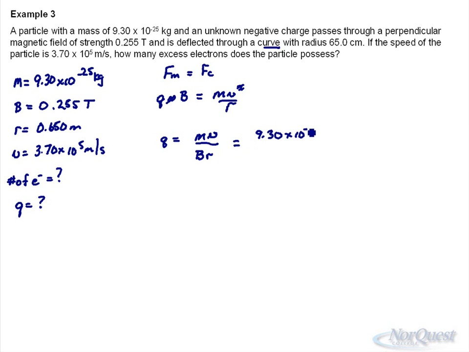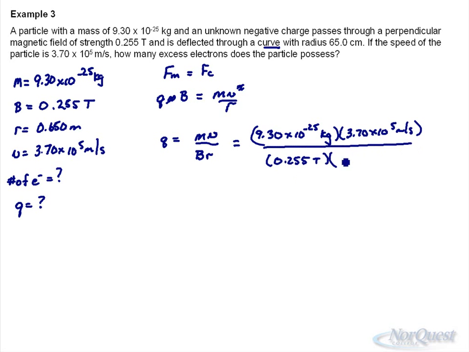9.30 times 10 to the negative 25 kilograms. Velocity 3.70 times 10 to the 5 meters per second. Watch that when you're dividing, you make sure you divide by the product of these two numbers on the bottom. 0.255 Tesla times the radius 0.650 meters. So I'm going to punch that in on my calculator, see what we get.